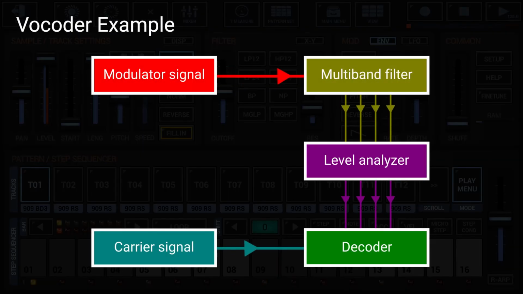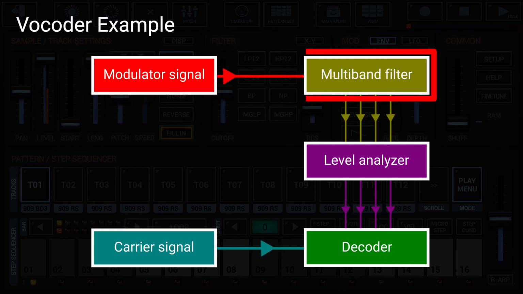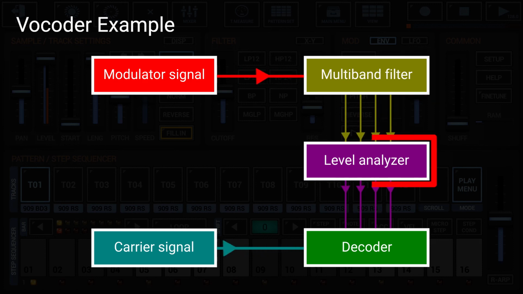A vocoder analyzes the frequency bands of a modulator signal, usually a voice, and applies them to a carrier synth signal. The modulator signal in G-Stomper FX Input 1 is passed through a multi-band filter. Each band is passed through a level analyzer, and the control signals from the level analyzers are transmitted to the decoder. The decoder applies these amplitude control signals to corresponding filters for resynthesis. The carrier signal, on the other hand, in G-Stomper FX Input 2 is passed through the corresponding filters in the decoder, where the frequency bands of the modulator get applied.